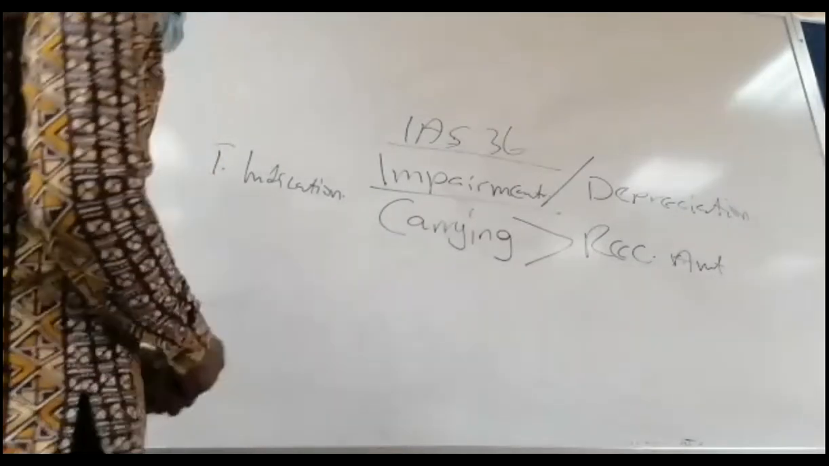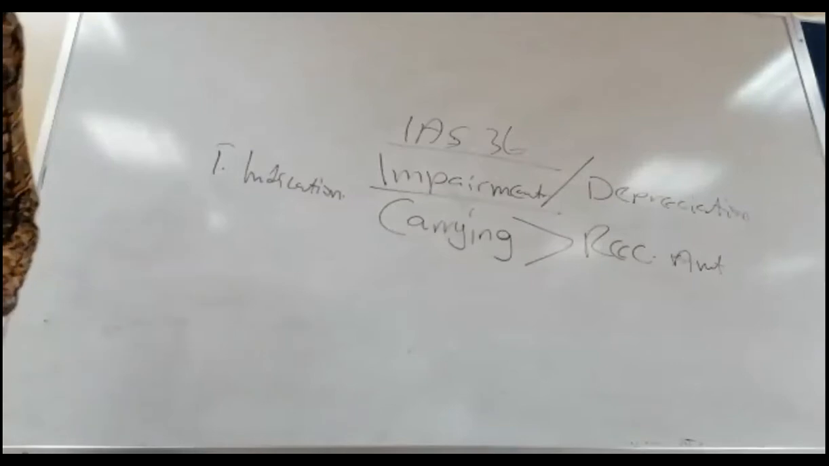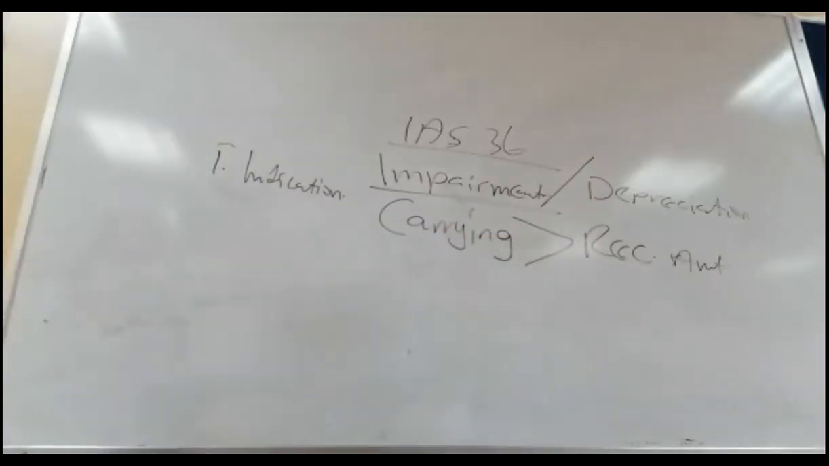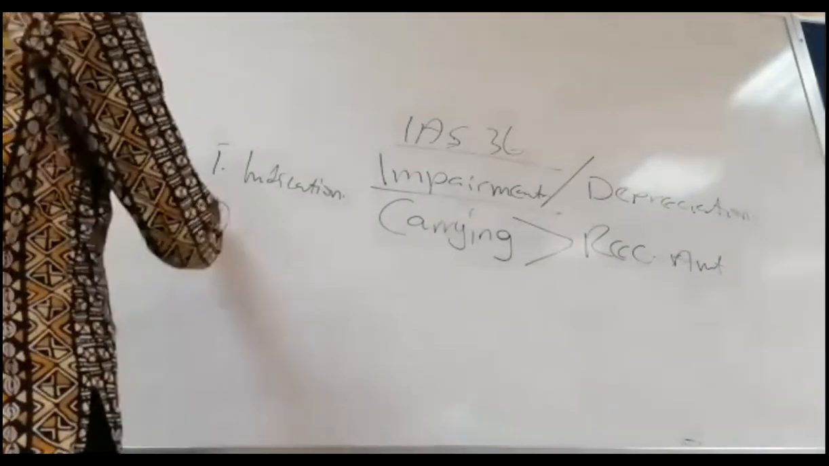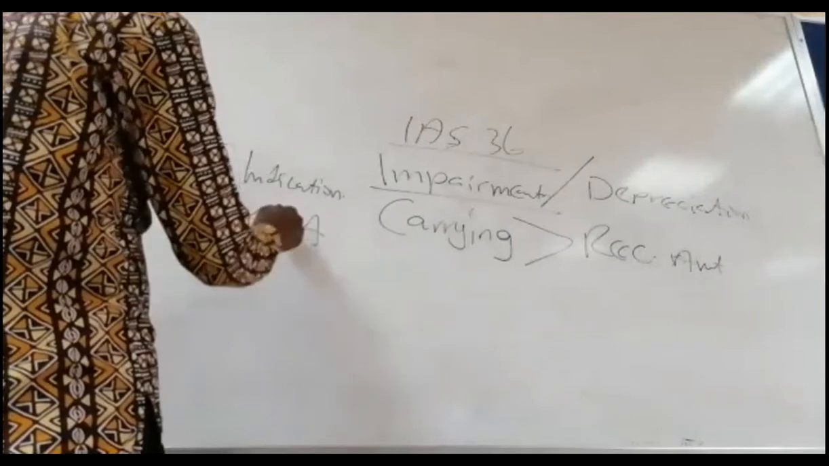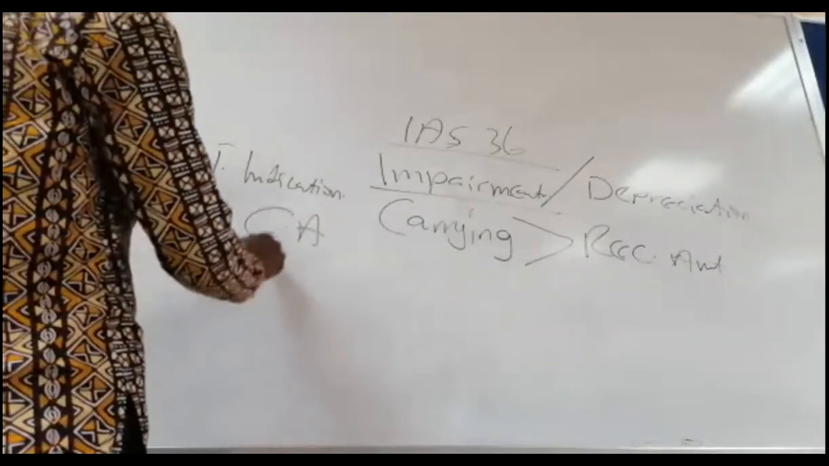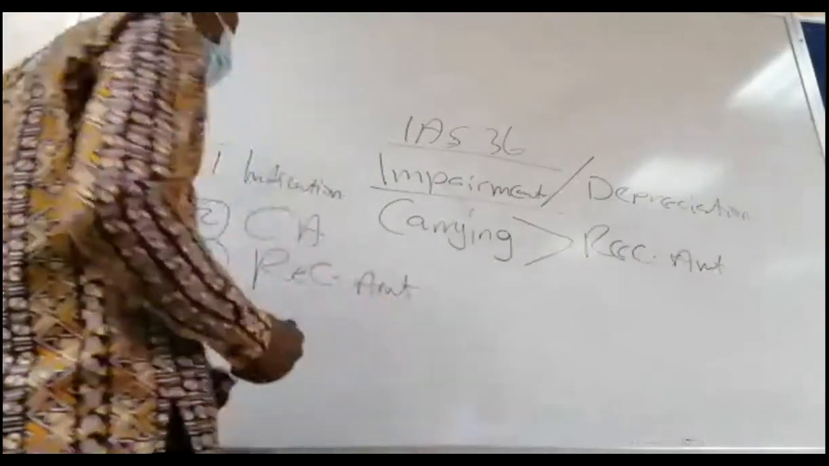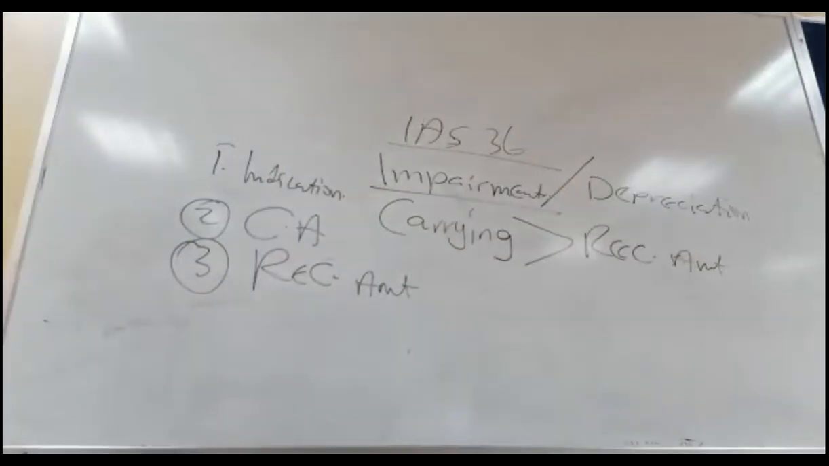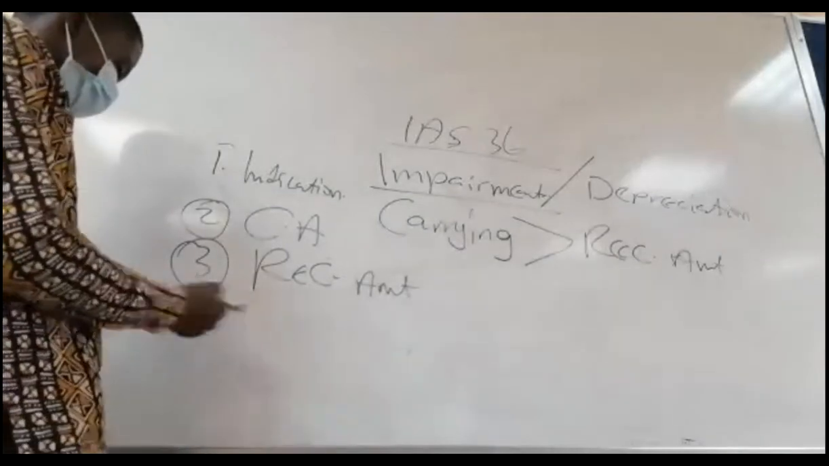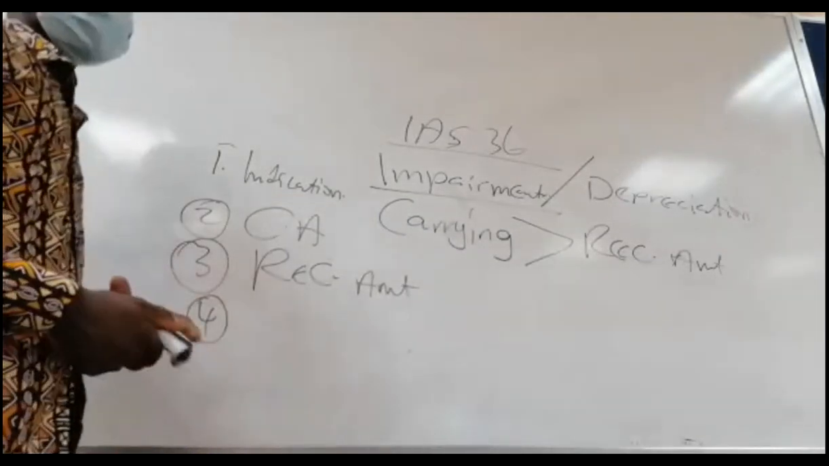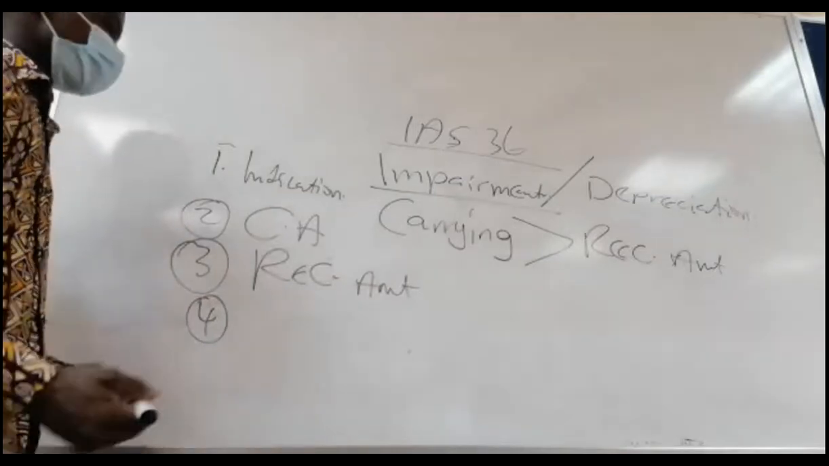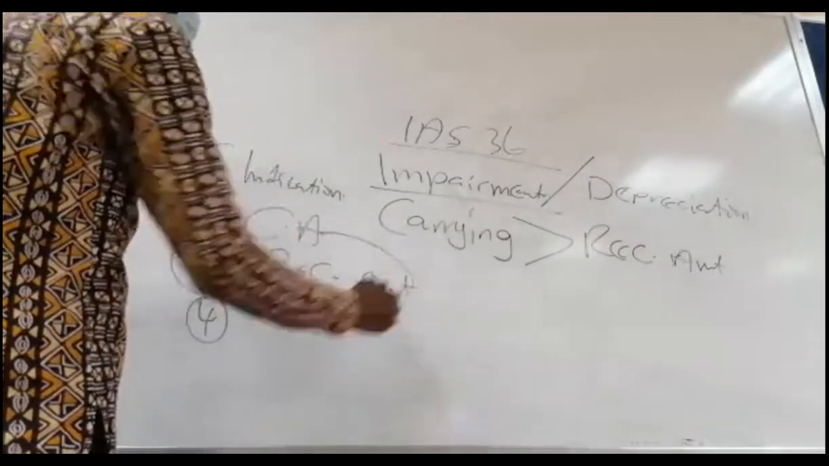And for the indication, we have internal indication and external indication. We've looked at some of them, but more in step two. Calculate the carrying amount of the asset. Step three, determine the recoverable amount of the asset. Then step four, you calculate the impairment, if any. So impairment exists if the carrying amount is more than the recoverable amount.